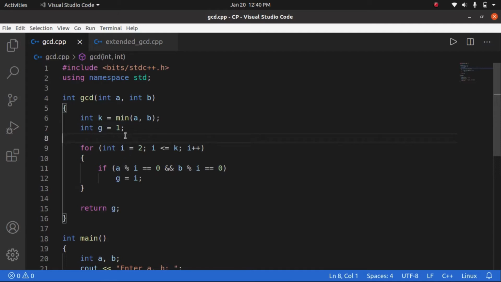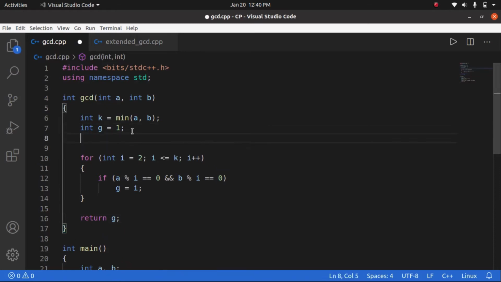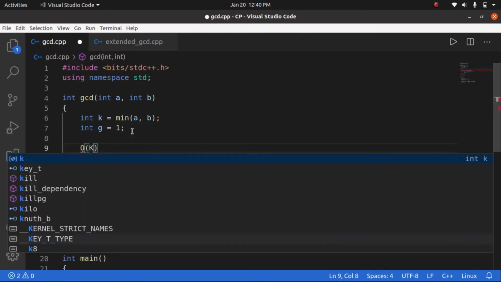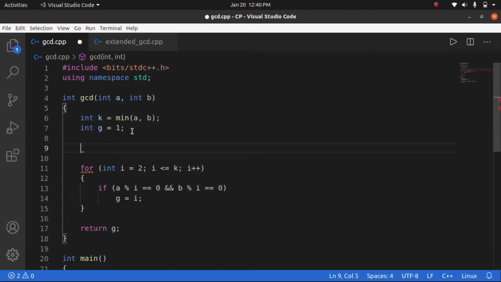Okay, now starting with i equal to 2, going up to the smaller of the given numbers, we check if this number divides both a and b, then we initialize g to i. Okay, and by the end of the loop we will get the greatest number which divides both of them. That is the brute force method, and you can see it is a linear method and it takes O of k, that is the minimum of the given numbers. That is the complexity of this brute force method.